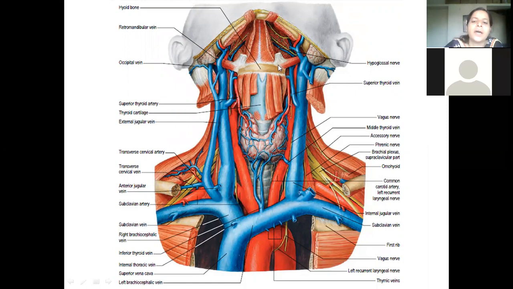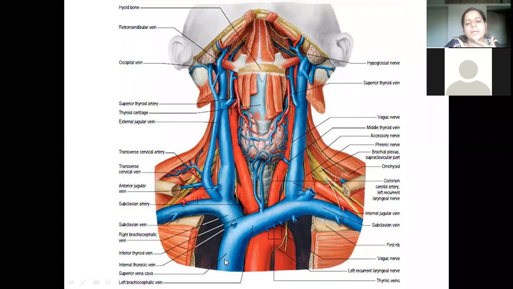All muscles of the neck are cut: sternothyroid, sternohyoid, thyrohyoid, superior belly of omohyoid, all cut. The carotid sheath is also opened. So what are we finding? Common carotid artery, internal jugular vein. We are finding the thyroid gland, right and left lobe, isthmus, pyramidal lobe. You can see this is the arch of aorta, and these are the right and left brachiocephalic veins, which join to form the superior vena cava.